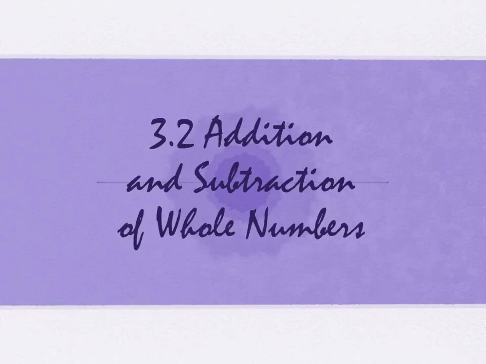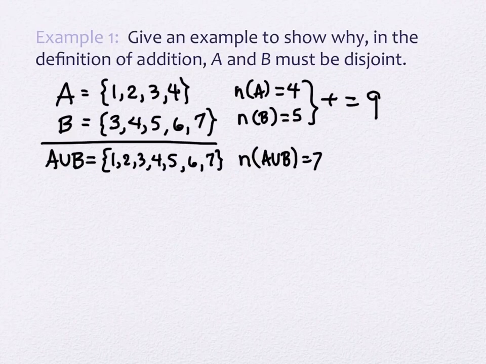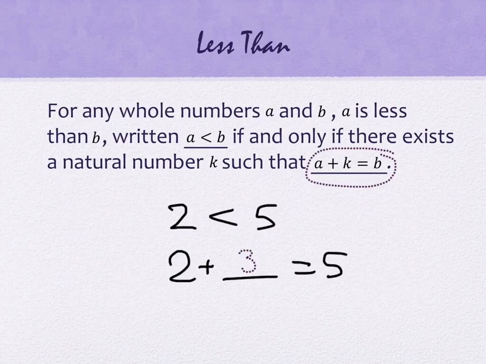Section 3.2 is addition and subtraction of whole numbers, and we started this last time, and we looked specifically at addition, and we kind of left off on defining what we meant by the phrase less than. Okay, that's where we left off. Not only did we have a phrase less than given to us, like a definition for it, it was this one. We created a definition ourselves.